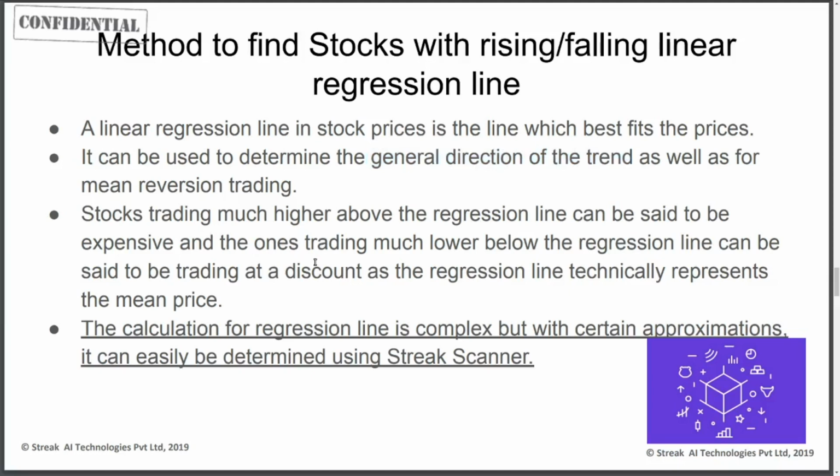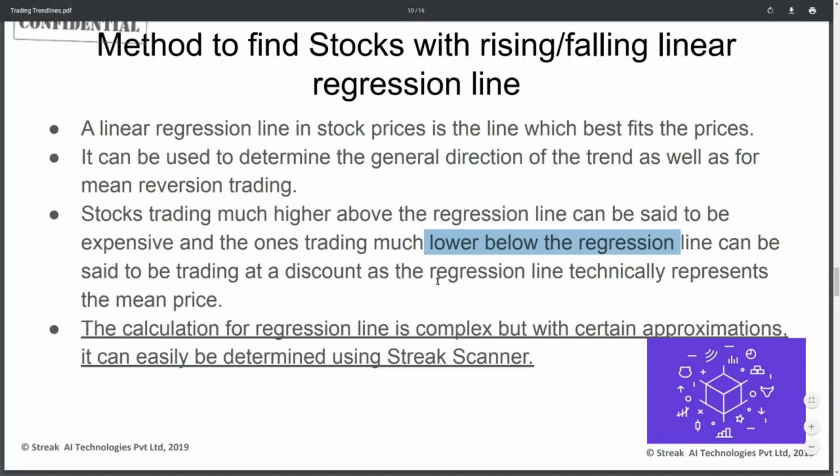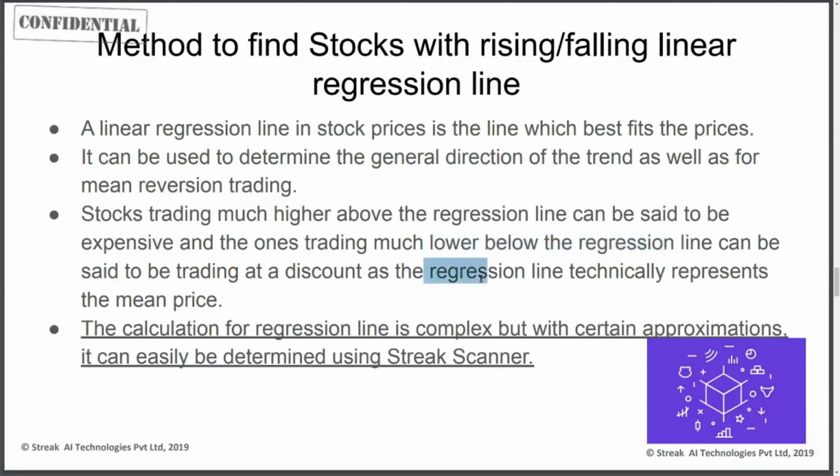A stock trading much higher above the regression line can be said to be expensive, and the ones trading much lower or below the regression line can be said to be discounted, as a linear regression line technically represents the mean price.